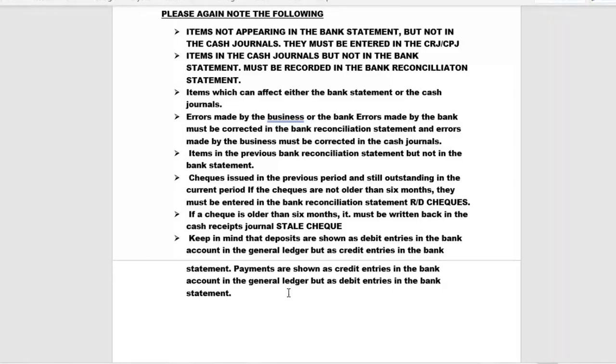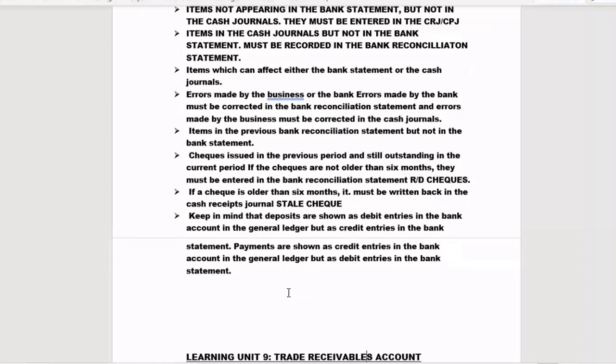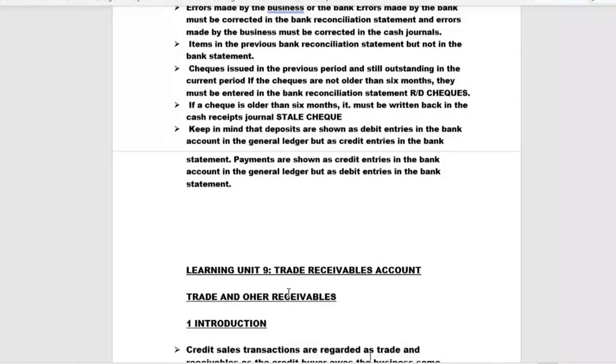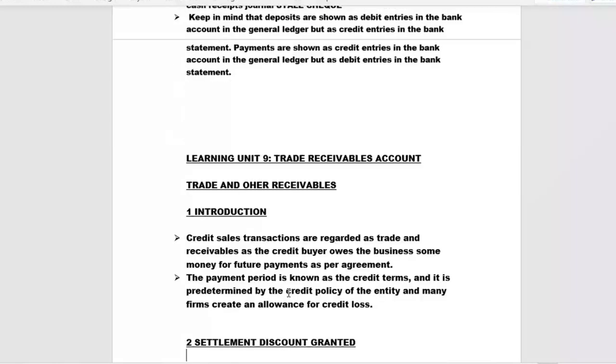So you need to bear in mind that the deposits are shown as debit entries in the bank account in the general ledger, but as credit entries in the bank statement. And then the payments are shown as credit entries in the bank account in the general ledger, but as debit entries in the bank statement. Okay, so that's in a nutshell with regards to our theory under the bank reconciliation statements.